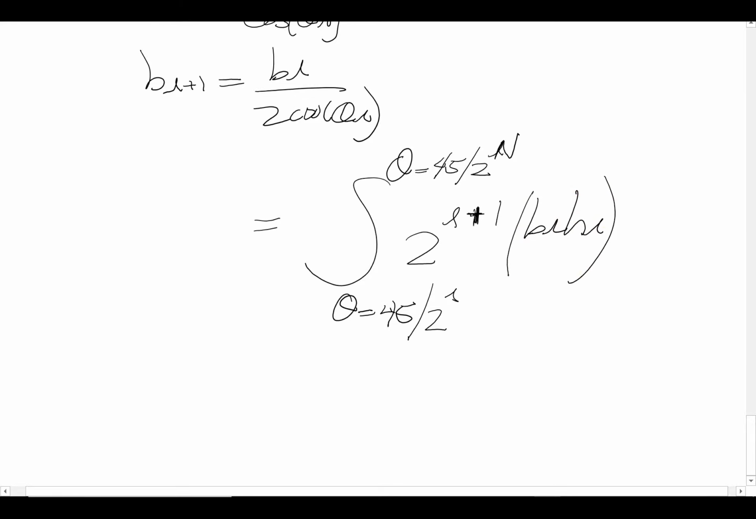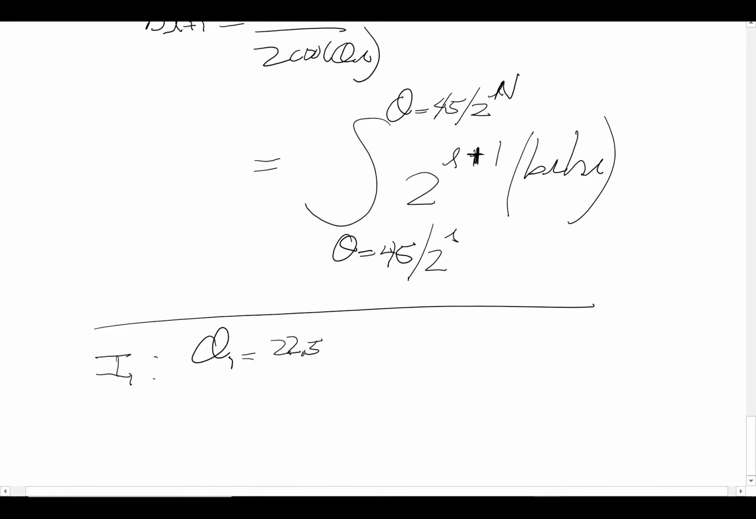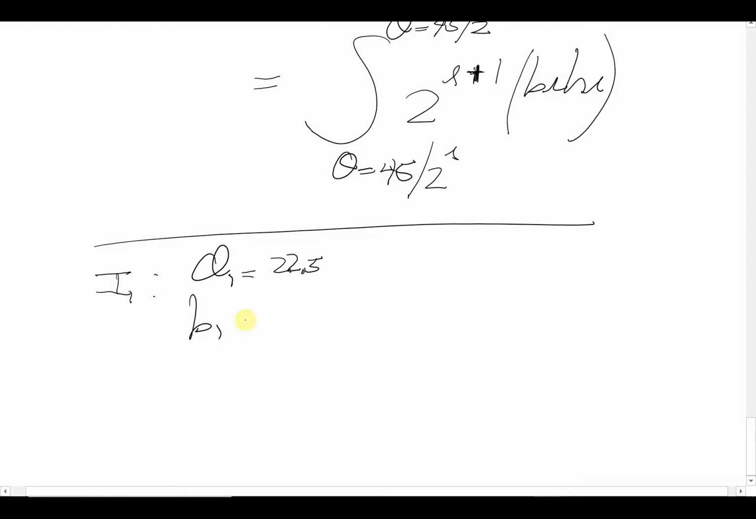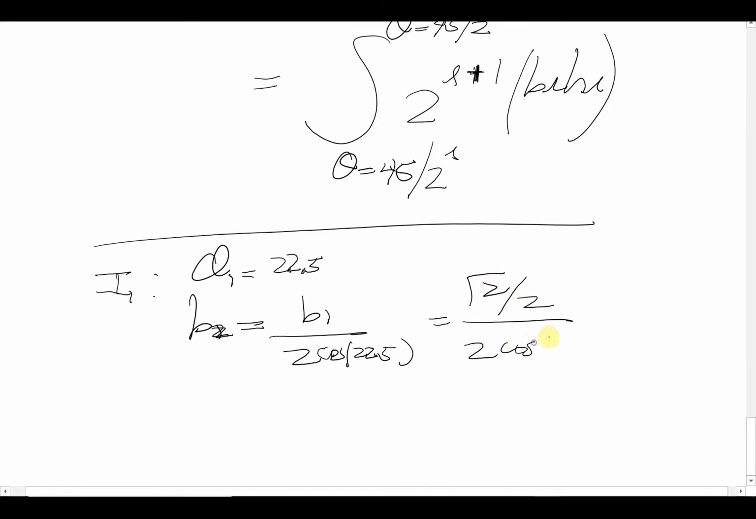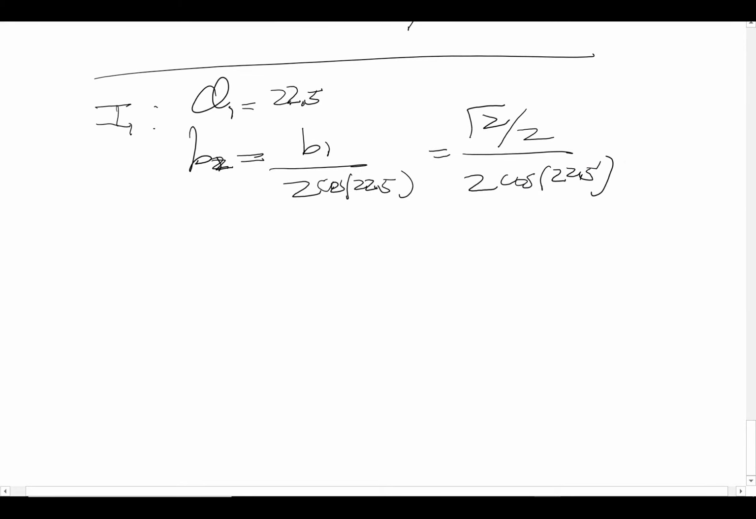So essentially, if we take the formula for iteration 1, we know the initial angle, theta 1, is 22.5. And we know that B2 equals B1 over 2 cosine 22.5, which is just root 2 over 2 divided by 2 cosine 22.5, whatever that is. And we can get this value. So we know B2 already.